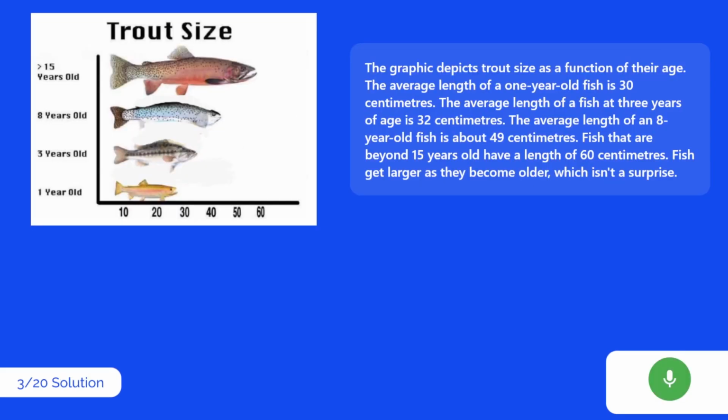The graphic depicts trout size as a function of their age. The average length of a one-year-old fish is 30 centimeters. The average length of a fish at 3 years of age is 32 centimeters. The average length of an eight-year-old fish is about 49 centimeters. Fish that are beyond 15 years old have a length of 60 centimeters. Fish get larger as they become older, which isn't a surprise.